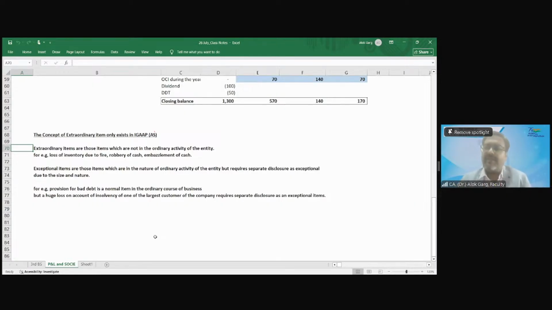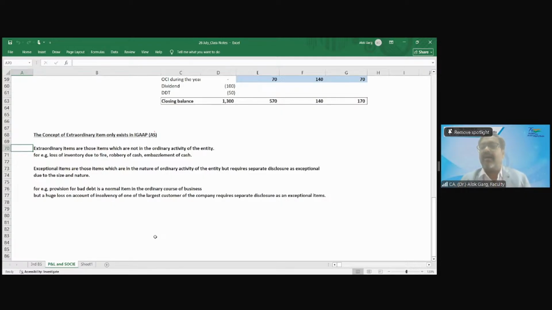Are all these an ordinary activity of the organization? It is not an ordinary activity. Can I say that my ordinary activity is to have a loss of inventory by fire on a regular basis? No way. Is loss due to earthquake my ordinary activity?